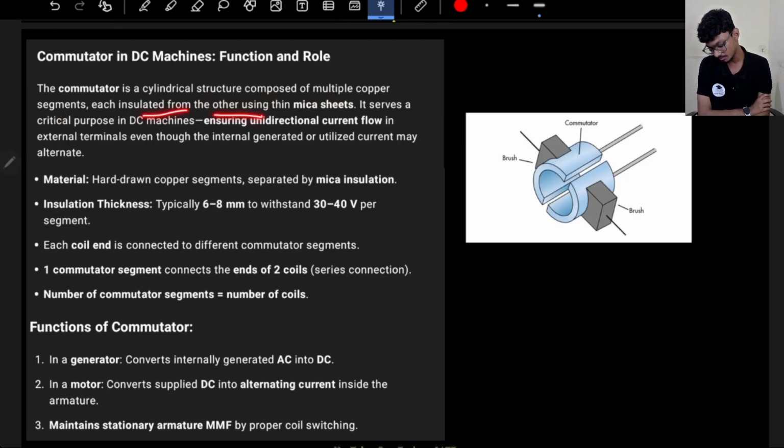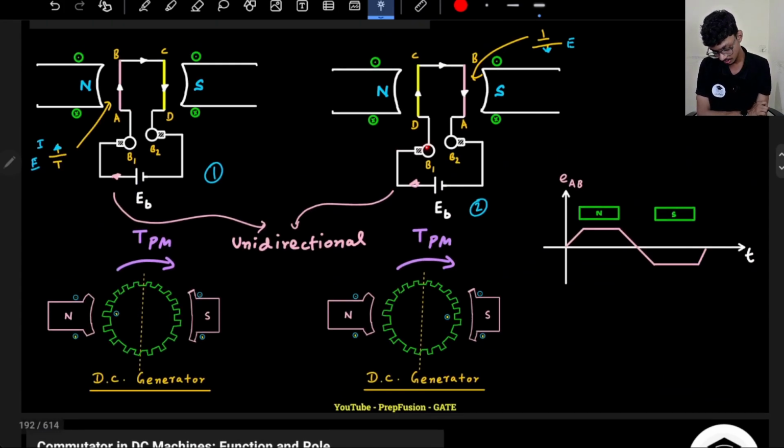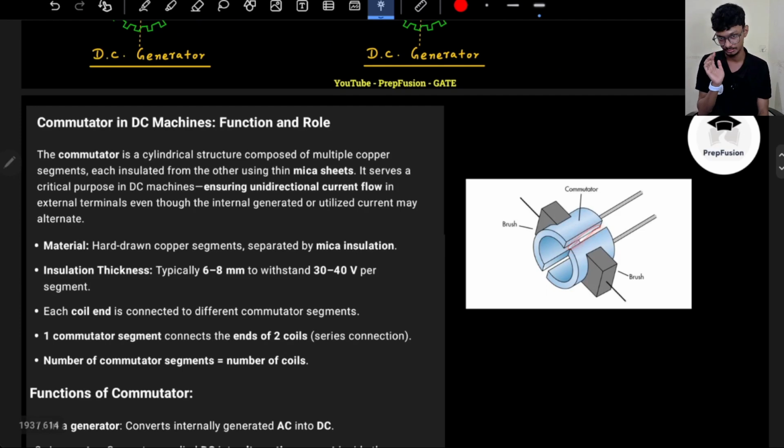Each is insulated from the other by mica sheets. So here each commutator segment will be insulated with mica sheets because there has to be a gap. Because this coil at case 1 will be connected to brush B1, at case 2 it will be connected to brush B2. That's how commutation works, because the current direction is unidirectional outside the brushes. To do that, I have to change the connection of the brushes. That is only possible if there is a breakage in between, right?